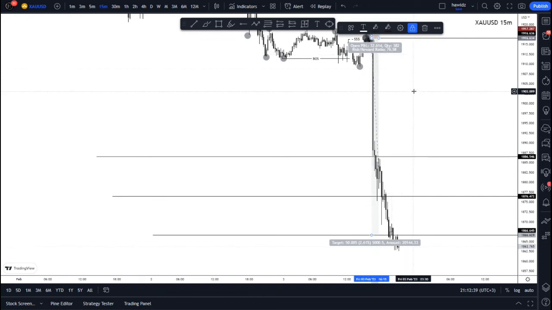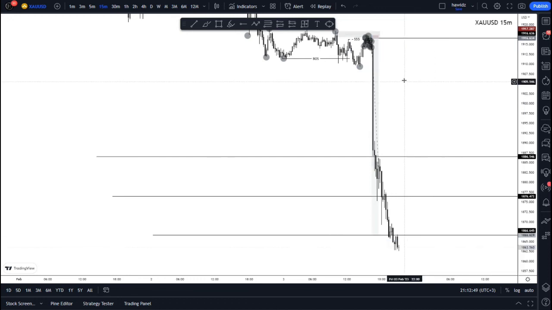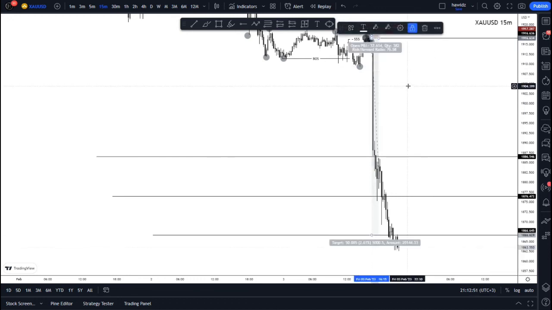Guys, this is the biggest RR trade that I have had in this entire year since the beginning until now, and it's just February. So, you know, it is what it is. We'll continue milking these markets with the guys in the community.